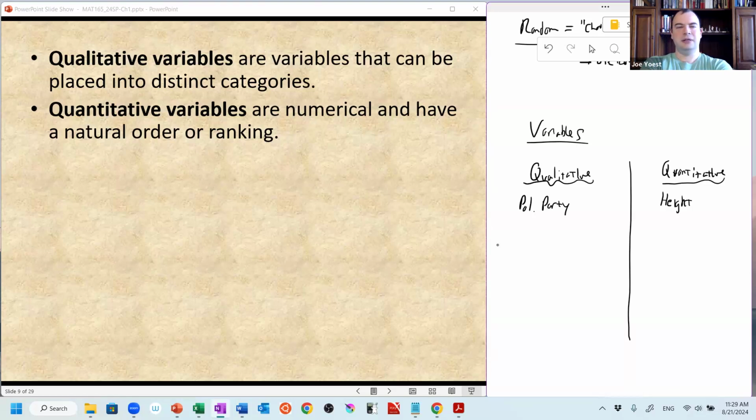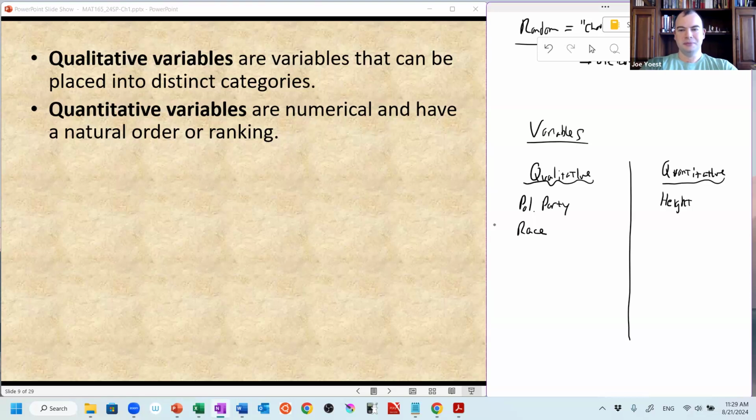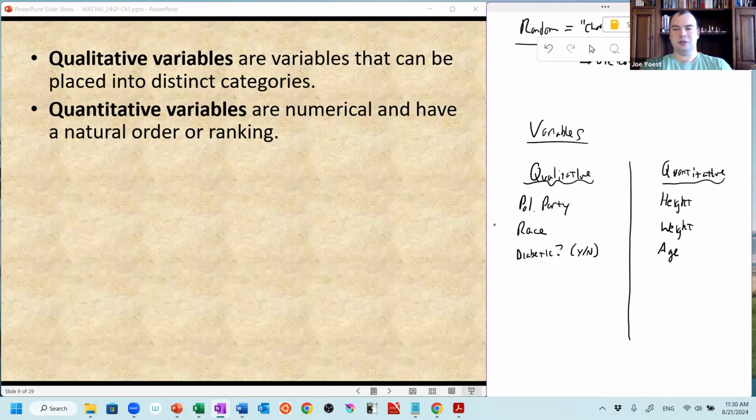Any other examples that anybody can think of? Race could be qualitative. Yeah, so race or ethnicity. Yep. Any other thoughts? So we could have some medical characteristics, things like, say, weight. We could have, for instance, disease status like diabetic. Age would be quantitative. Yeah, exactly. Age would be quantitative. Yep. Anything else? Income might be qualitative.